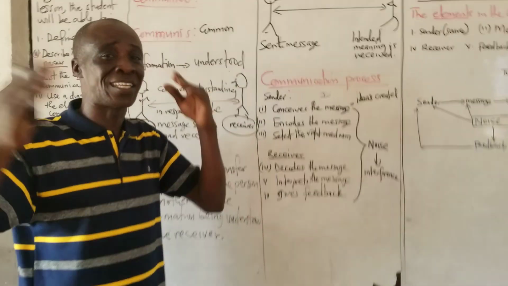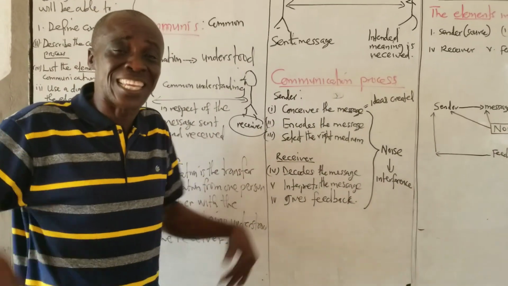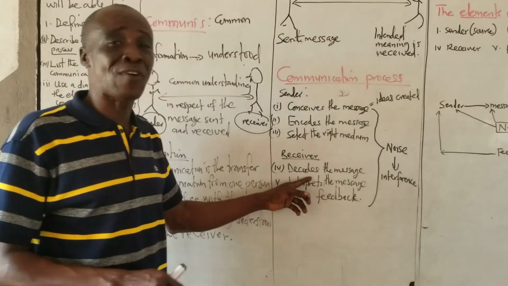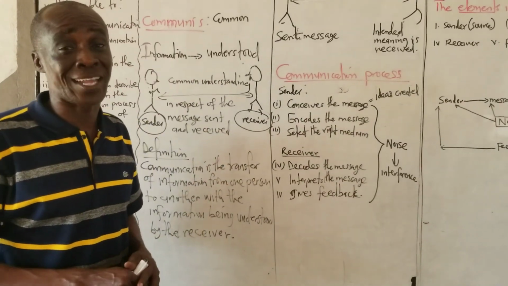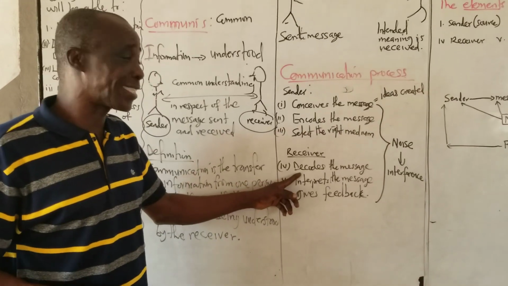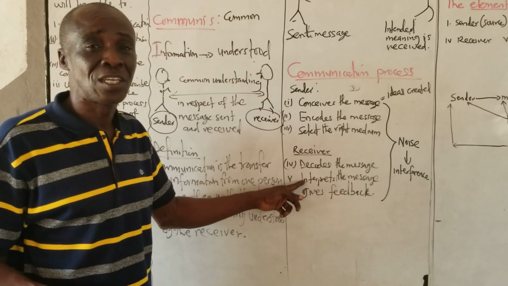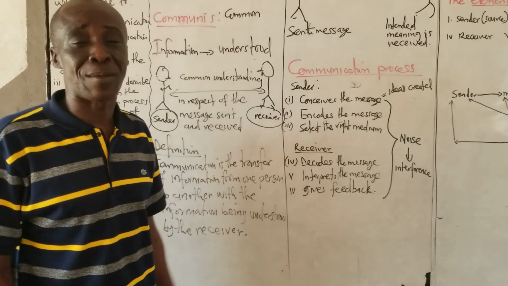So if you understand that one, then when you say the receiver decodes it, that's what they call a decoder. It receives the message and then decodes it. It puts it in the language the receiver will understand. When the person does that, then the person will now interpret it. So, interpretation of the message. What does it mean to interpret a message?